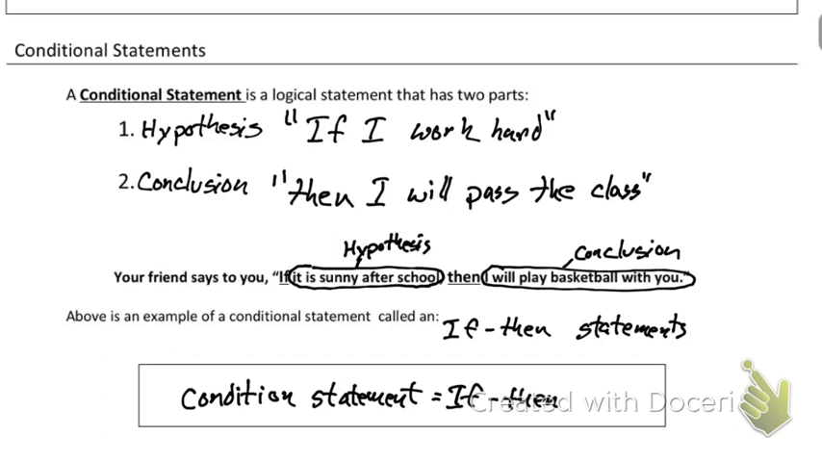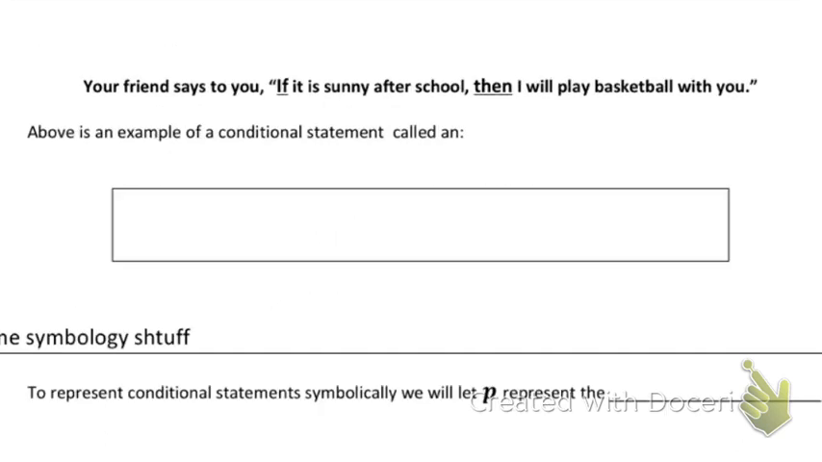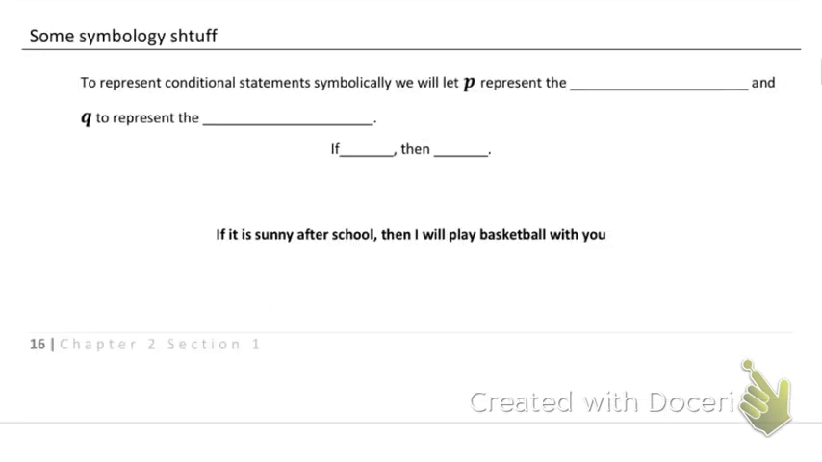Any questions on that? If-then statements are basically the bulk of this. All right, we already went through that. Some symbology stuff. To represent conditional statements symbolically, we use a P to represent the hypothesis, and we use a Q to represent the conclusion, because it's not fun to write hypothesis and conclusion over and over and over.